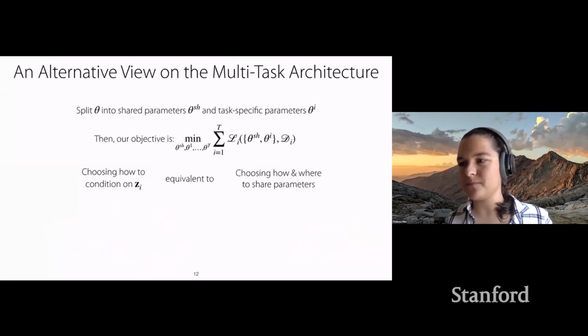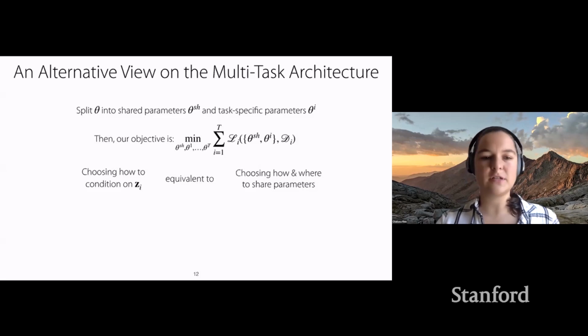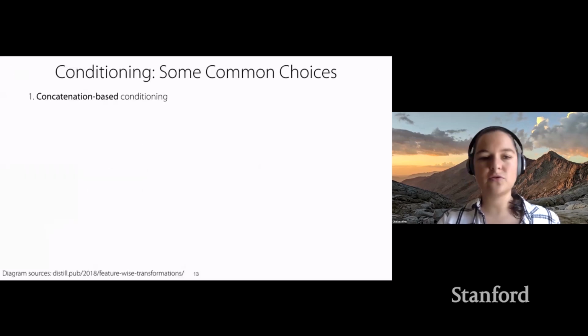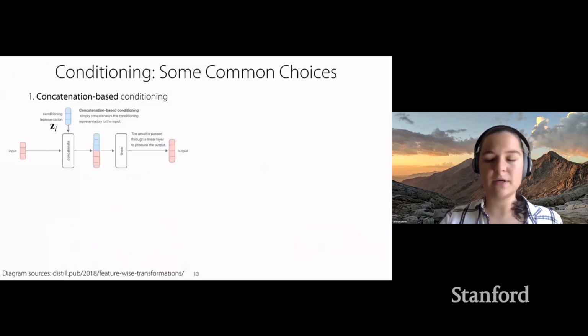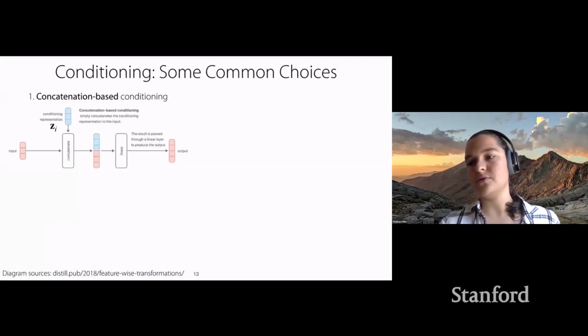So we kind of went over the basics of conditioning. Now we'll talk about a few common choices of conditioning. One choice that we talked about before was concatenation-based conditioning, where you take your input, you take some activations of the model, then you concatenate your ZI with the activations, or maybe you concatenate it with the input directly, and then you pass that through a neural network. So this is a very common choice.